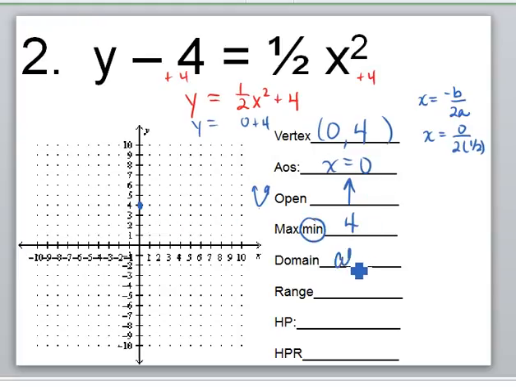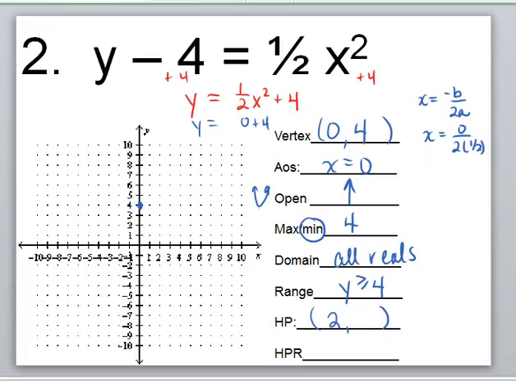The domain is always all reals. The range is that y can be no less than 4, so y has to be greater than or equal to 4. It has to be at least 4. I said that wrong. My helper point, I can't put in 0 this time, so you're going to have to pick another value. I'm going to pick 2 just because of the fraction that's there of 1/2.